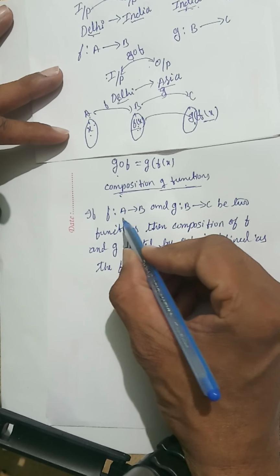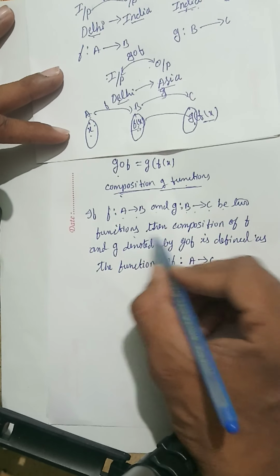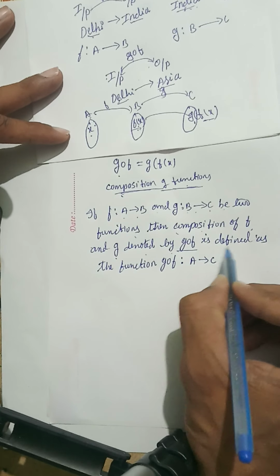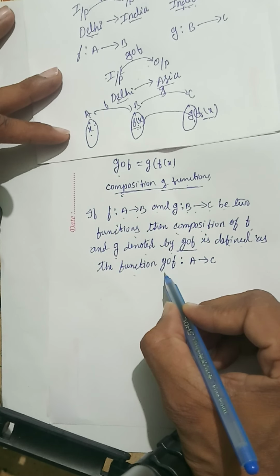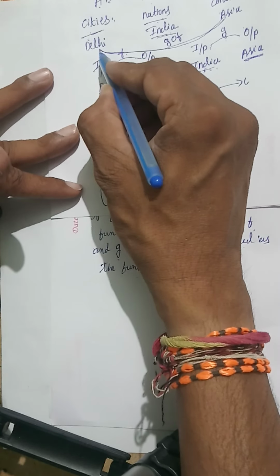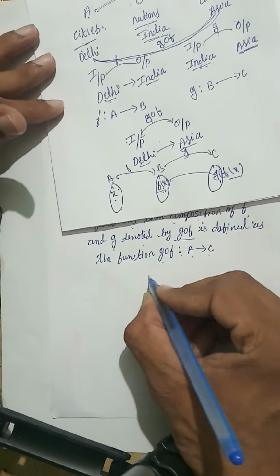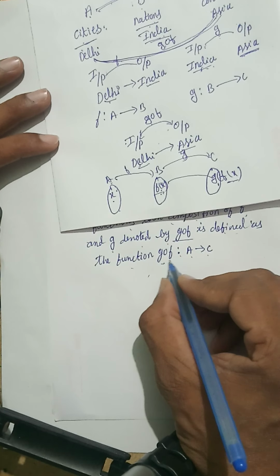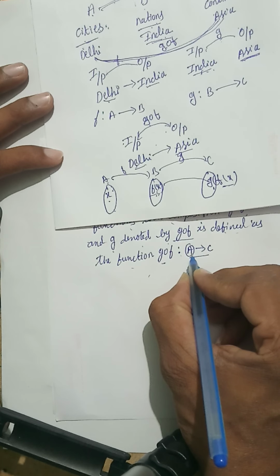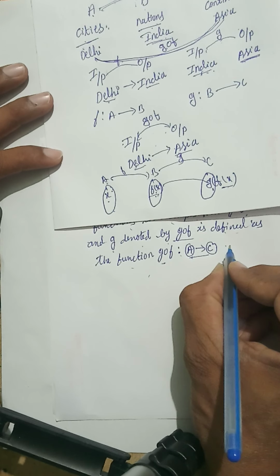If f is a function from A to B and g is a function from B to C, then the composition of f and g, denoted by gof, is defined as the function gof from A to C. See, I am getting directly A to C. Here the elements of A are the domain, and C is the range.